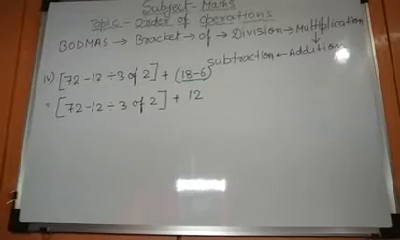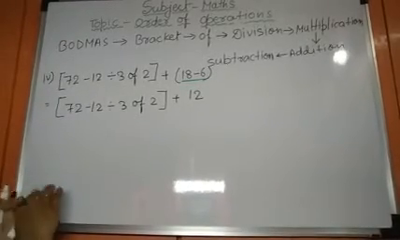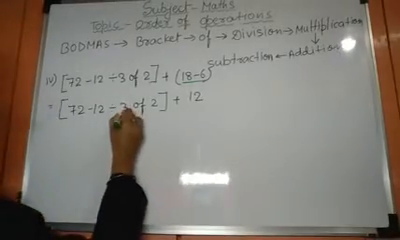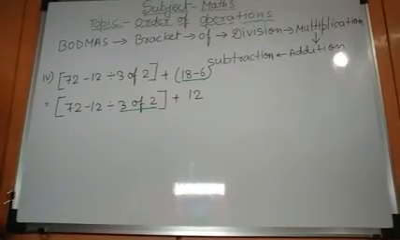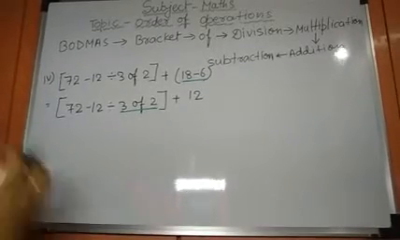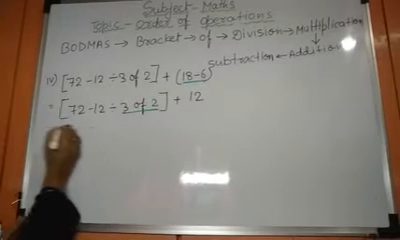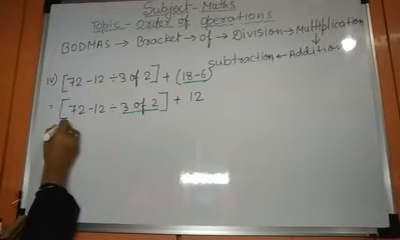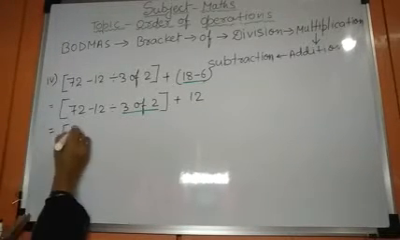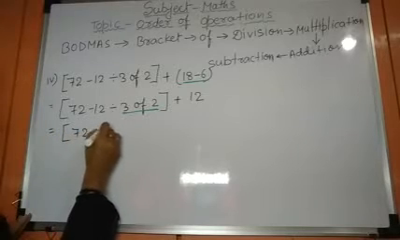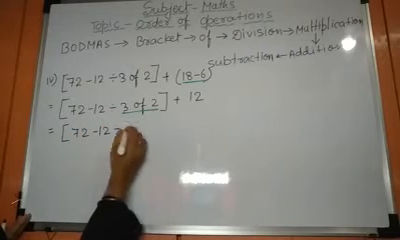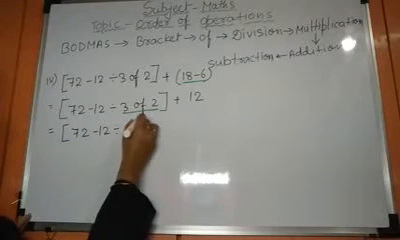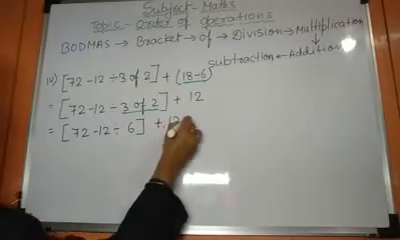According to the BODMAS rule, after bracket, of work should be there. So first of all, we will do the work of this of. 3 of 2 means, of means multiplication, nothing else. So 3 of 2 means 3 multiplied by 2, that is 6. So we will write here under the square bracket 72 minus 12 divided by 3 multiplied by 2, that is 6, and plus 12 as it is.